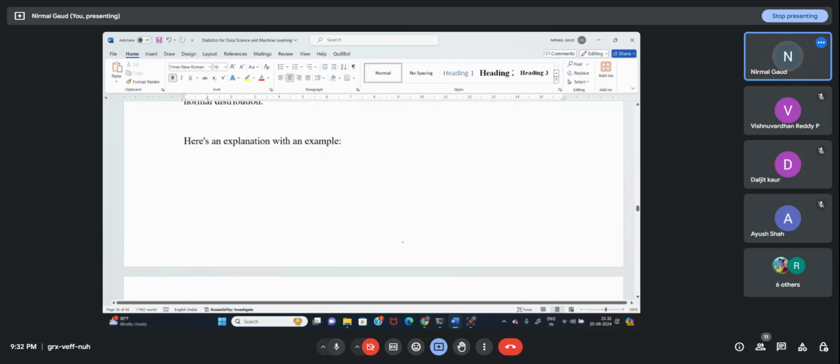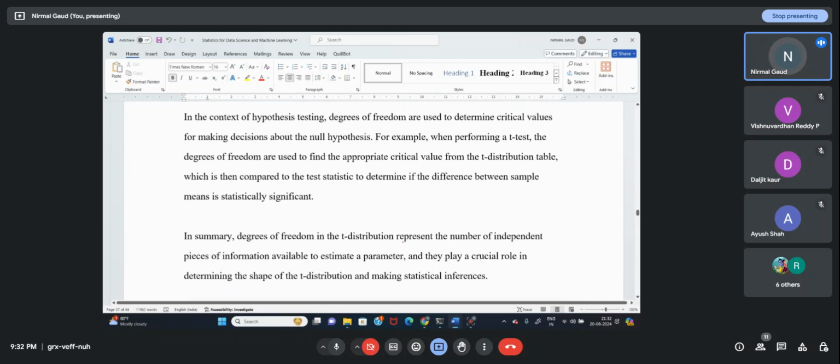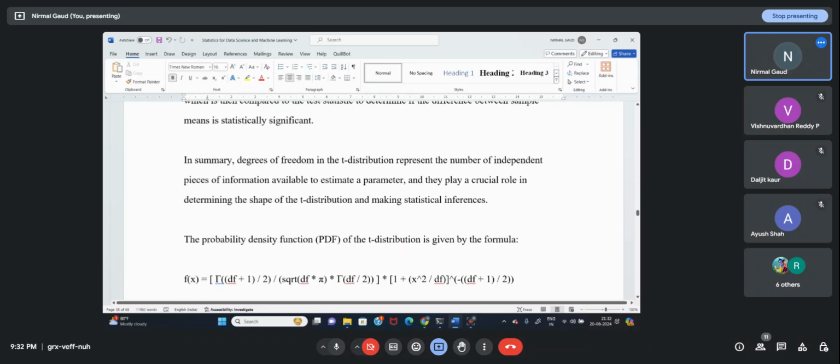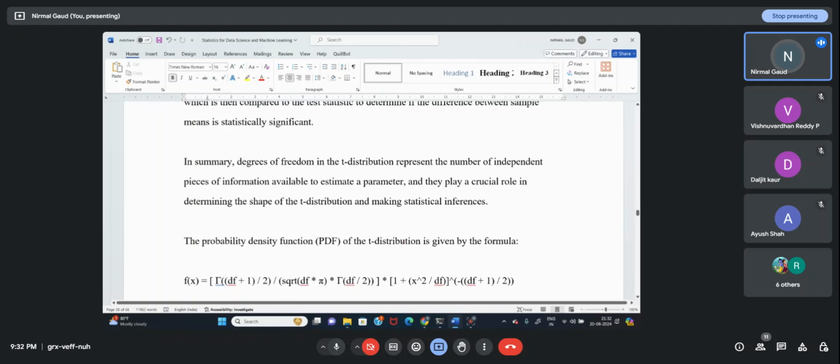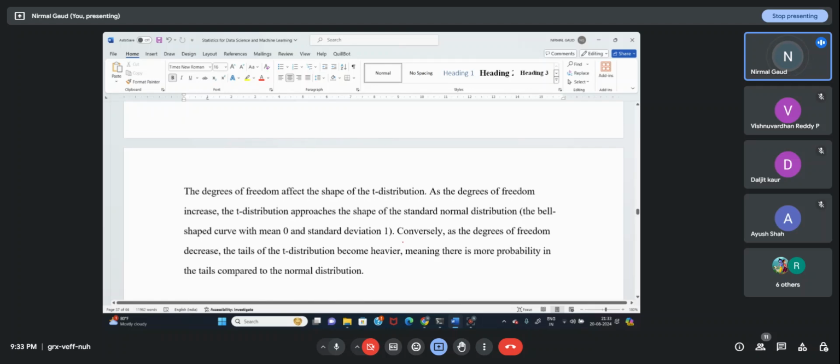There are a few things we have to recall related to this. Degrees of freedom means the number of independent pieces of information. That means degrees of freedom is independence, and that will define the shape. What this independence is, and the rest of the things, we will cover.